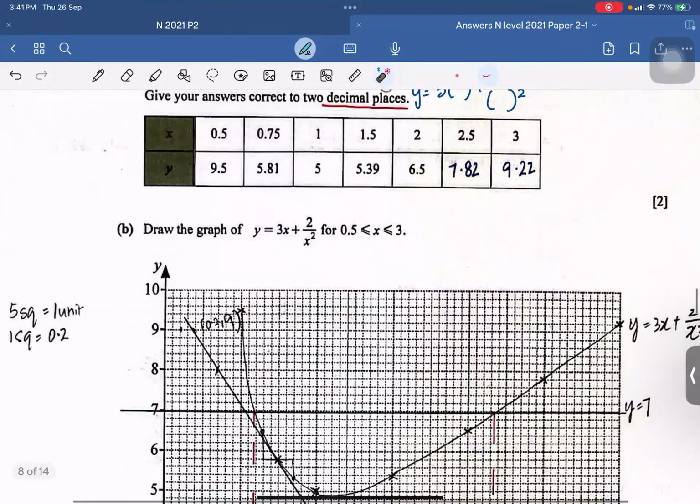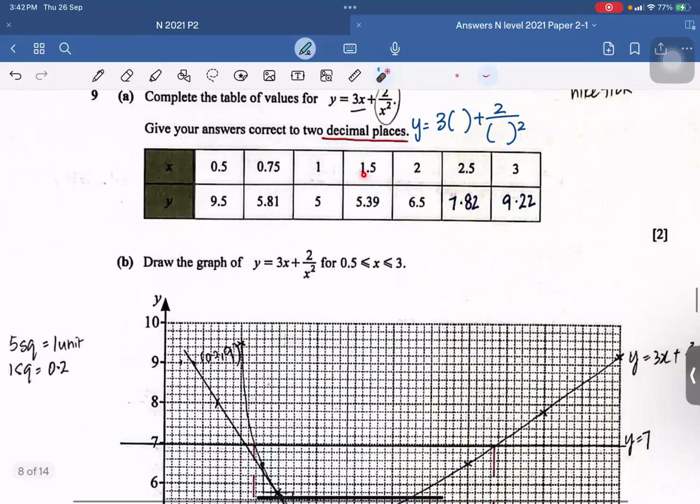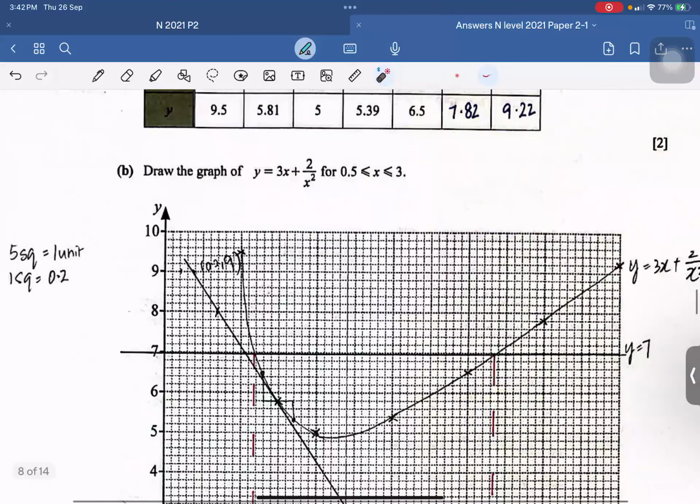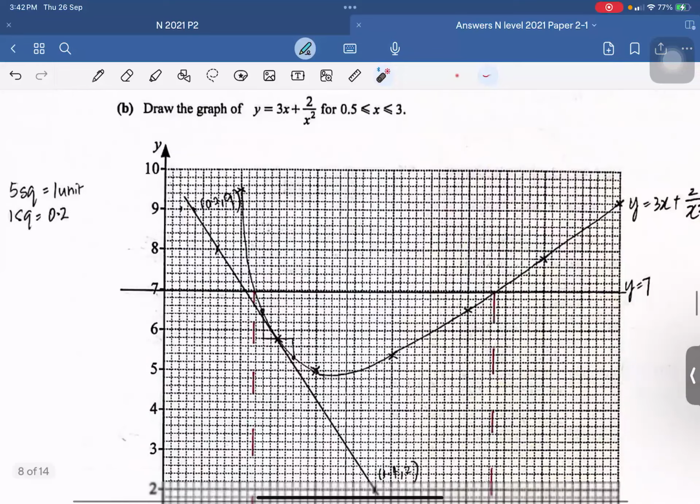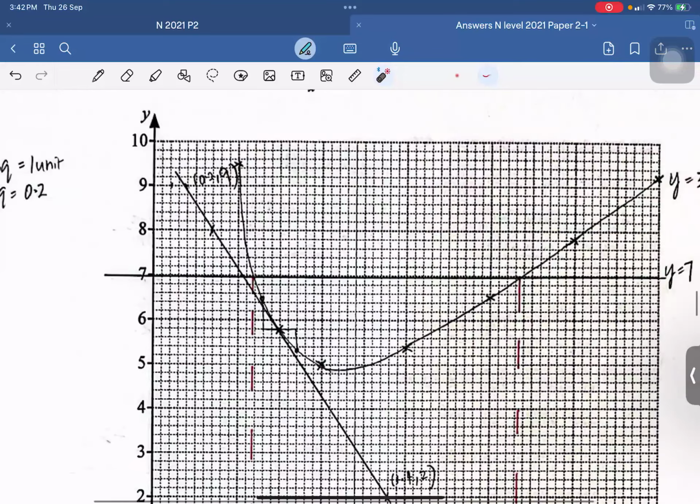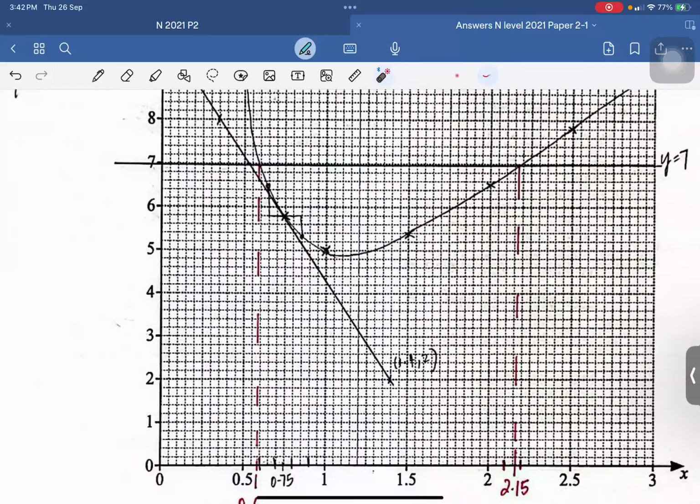And let's say maybe this is 1.5. I can substitute 1.1 into my equation. Then I check, when it's 1.1, maybe you say 1.1 is even lower than 5. So I must make sure this is not my turning point. I must go a bit lower, then go up the curve.